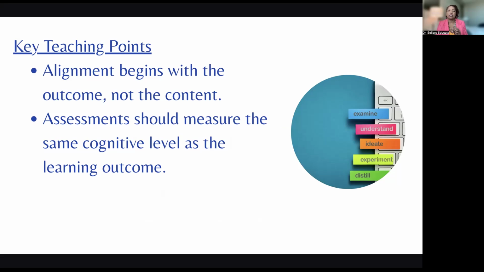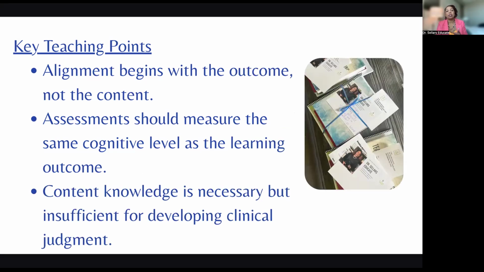Assessments should measure the same cognitive level as the learning outcome. When we have misalignment, then that's usually an indication that we have drift, right? That we don't have the right content at the right time to align with the learning that we expect our students to actually grasp, to actually have that deeper comprehension of knowledge that we know we need for them to have.